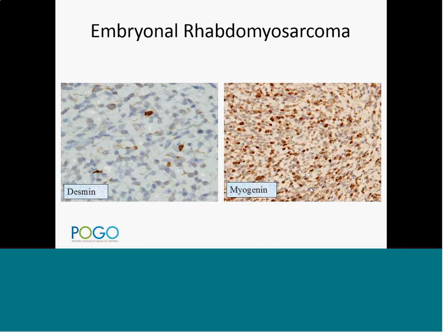And that's a pattern that is quite classical for embryonal rhabdomyosarcoma. It's something that I certainly use before I get the molecular back, in combination with the morphology, to make me feel more comfortable about calling this embryonal rhabdomyosarcoma rather than the alveolar rhabdomyosarcoma.